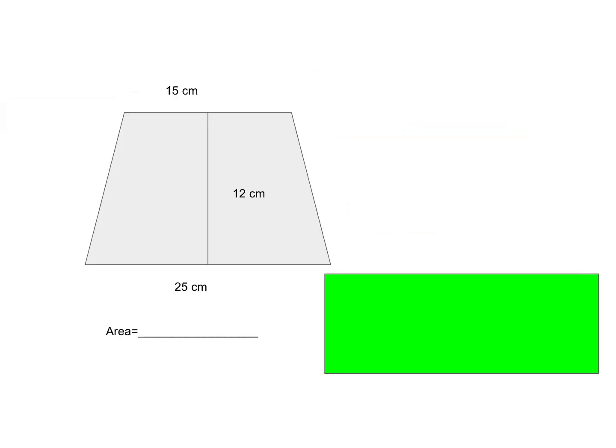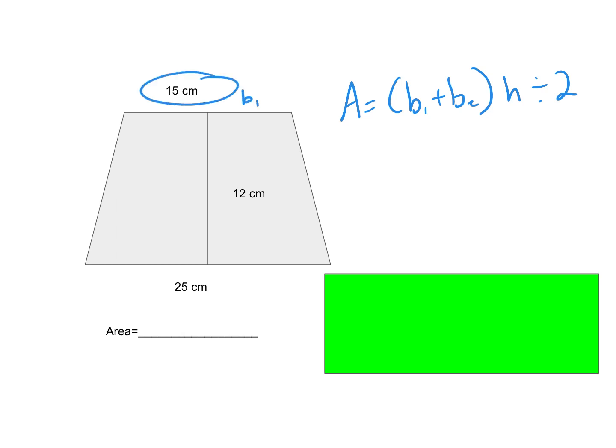Our final figure is a trapezoid. To get the area of a trapezoid, we're doing base 1 plus base 2 times the height divided by 2. So when we look at this figure, we have base 1, base 2, and our height stands up perpendicular between the two parallel bases.